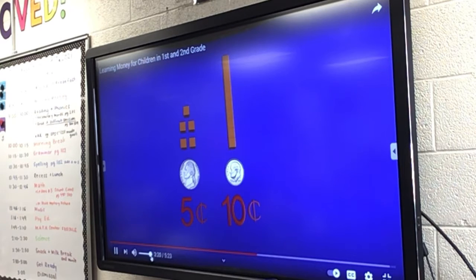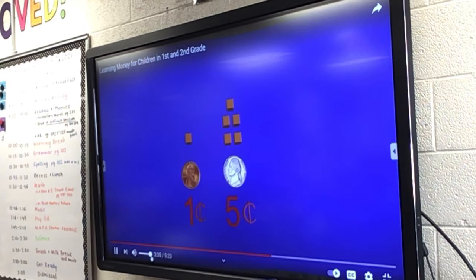Which coin is worth more here, the nickel or the dime? What do you guys think? Dime. The dime is worth more. Good job. The dime is worth 10 cents, and the nickel is worth 5 cents. 10 is more than 5. Let's look at one more. Here we have the penny and the nickel. Which coin is worth more? Five. Good job. The nickel is worth more than the penny. The penny is worth 1 cent, and the nickel is worth 5 cents.